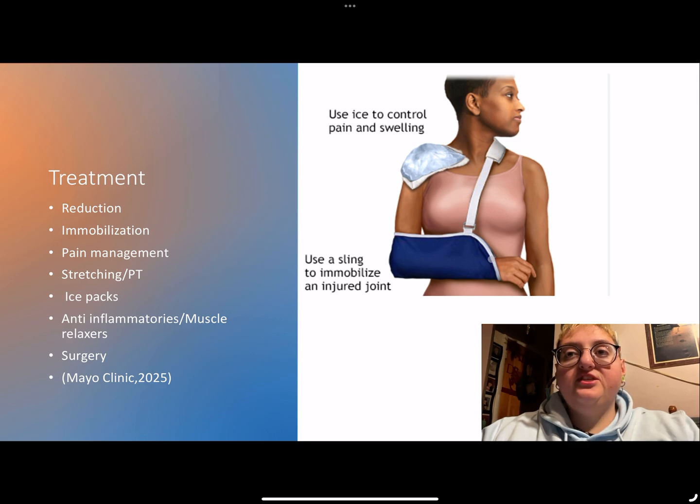Doctors will give medications like pain reducers, anti-inflammatories, and muscle relaxers to help with the pain after a dislocation. The joint will need plenty of rest after this injury. Later in the healing process, stretching and physical therapy may be necessary to gain range of motion back in the limb. In worst case scenarios, surgery may be needed if the doctor is unable to manipulate the joint back into place.